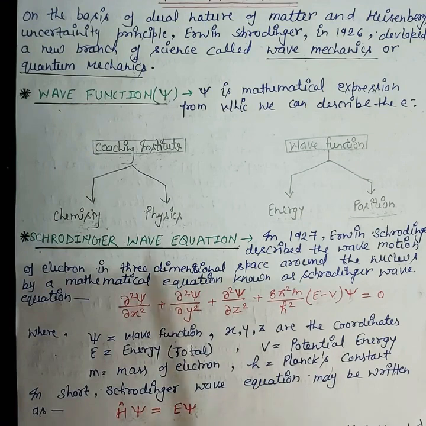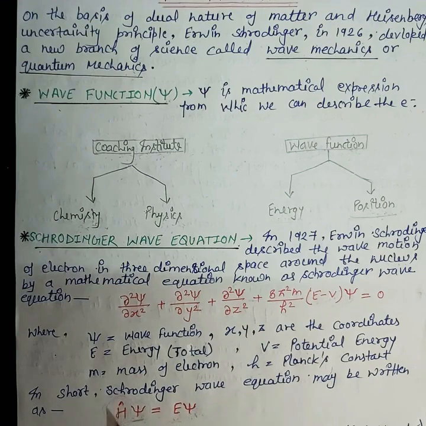Focus on what I'm saying: this equation represents that when you operate on psi with this operator, the Hamiltonian operator, which is a mathematical operator, you will get the value of energy and psi. It is not representing that this value equals this value. It represents that when you operate this with this operator, you will get the energy of the electron and psi. So this is the Schrödinger wave equation.